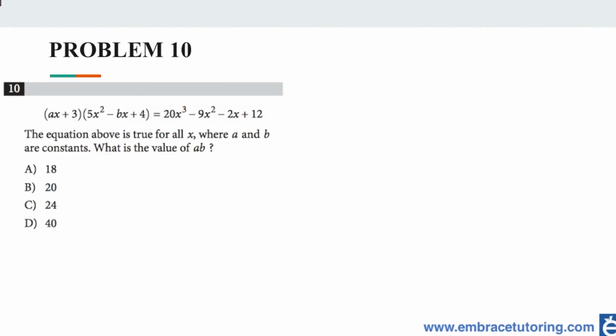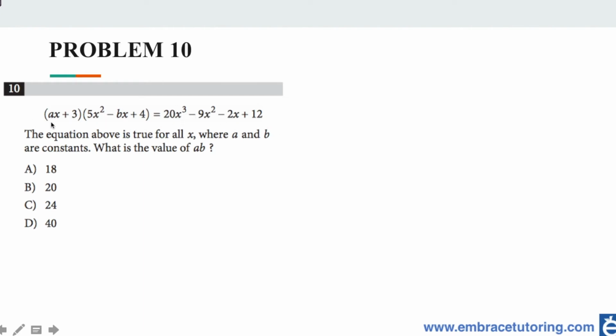For problem number 10, I see a very long equation up top, and then it says the equation above is true for all x where a and b are constants. What is the value of a times b? So for a times b, I want to see if I can break this down in a faster way.